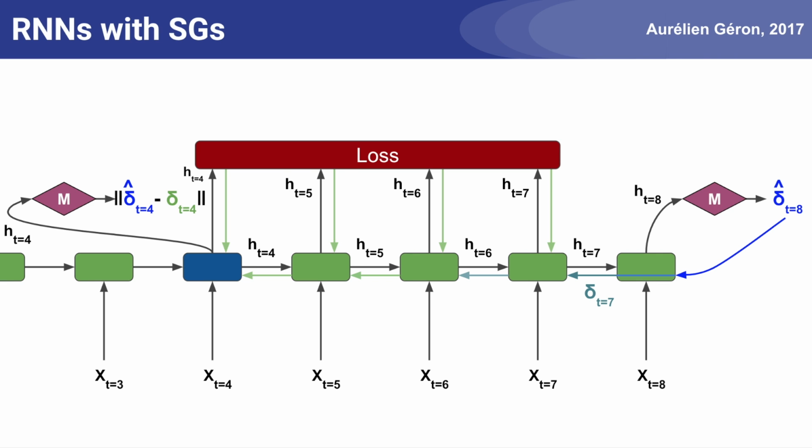Next, we can use the gradients we computed to update the RNN's parameters. And boom. Of course, we could repeat this process many times, and both the RNN and the synthetic gradient model would get better and better.